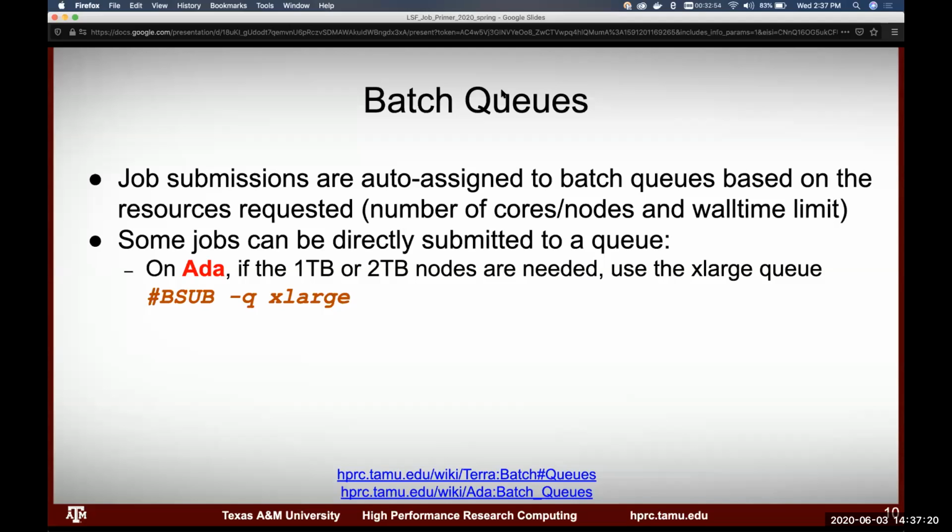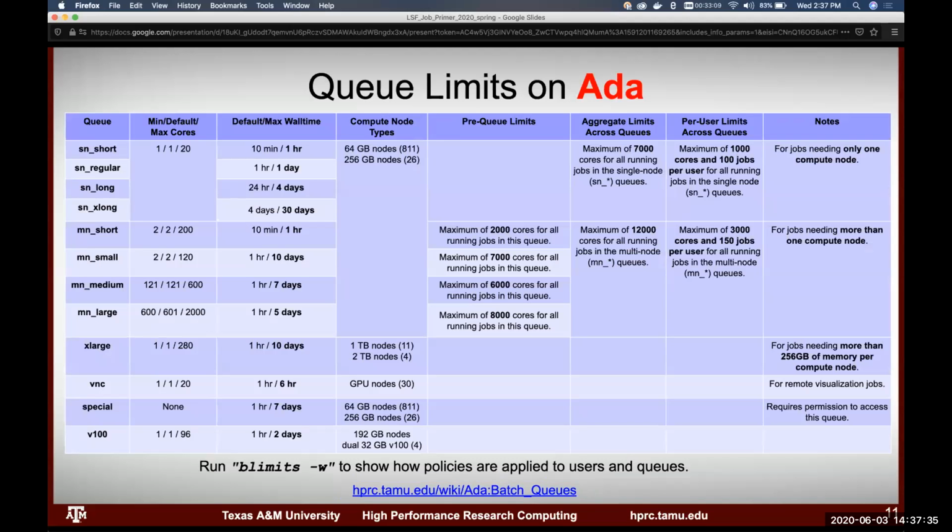The big thing you're going to want to take away here in LSF is that if you want to access a specific queue, you'd use this directive, -q and then the queue name. In this case, extra large, which is for the 1 to 2 terabyte nodes. So here are the queues on Ada.